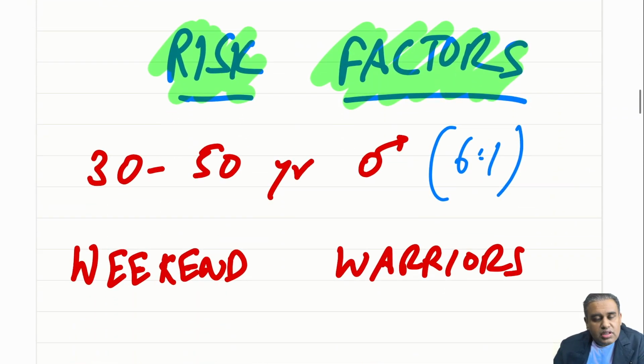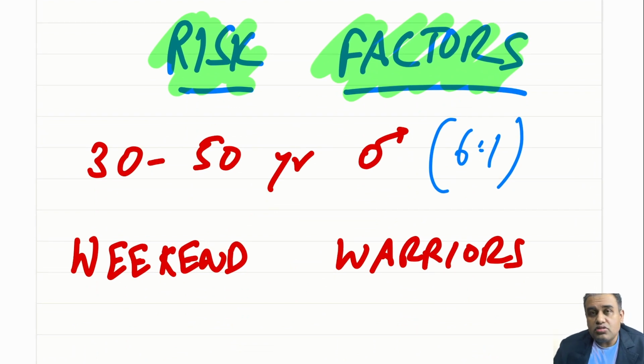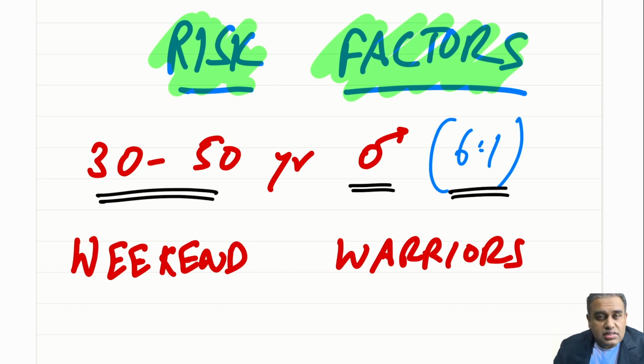Coming to the risk factors for Achilles tendon rupture: why it happens, to whom it happens, why it is so common. Normally, Achilles tendon rupture is commonly seen around 30 to 50 years of age, particularly in males, and the male to female ratio is around 6:1.